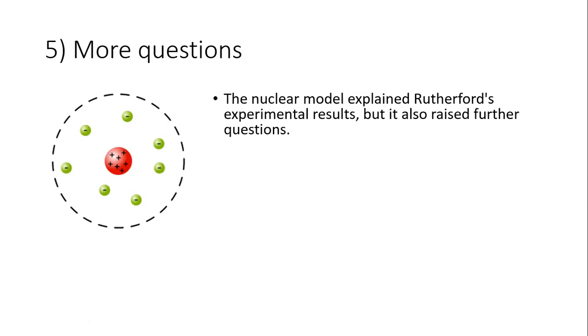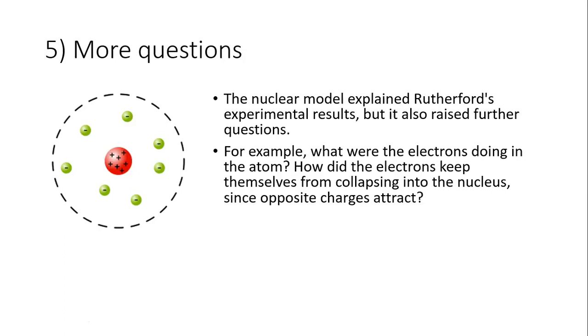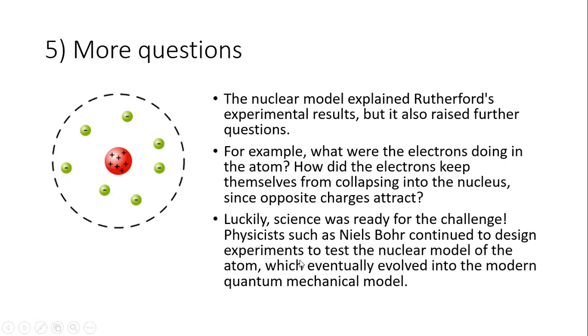Of course, there are more questions to ask. Right? The nuclear model explains Rutherford's experimental result, but it also raised further questions. For example, what were the electrons doing in the atom? Won't they be attracted to the positive charge there? How did the electrons keep themselves from collapsing? Right? Collapsing means proton and electron combine together. How did the electrons keep themselves from collapsing into the nucleus, since the nucleus is positively charged and attracts the electrons?